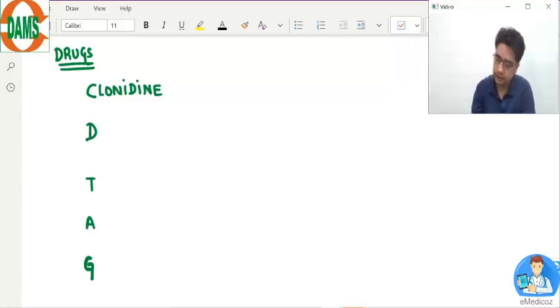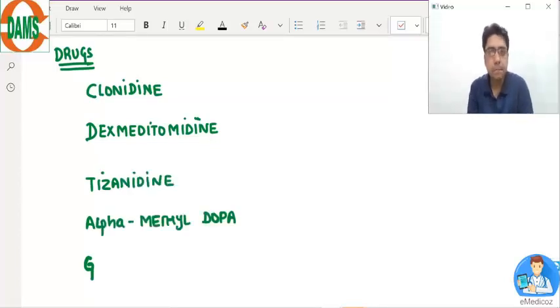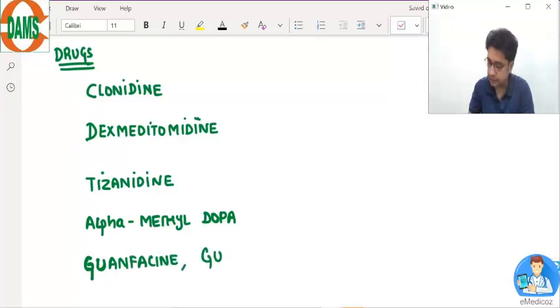Very important for you. Next, dexmedetomidine. Again, a very commonly asked question. What is dexmedetomidine? Tizanidine, alpha methyl dopa. You'll write guanfacine and guanabenz. Guanfacine and guanabenz. Okay?